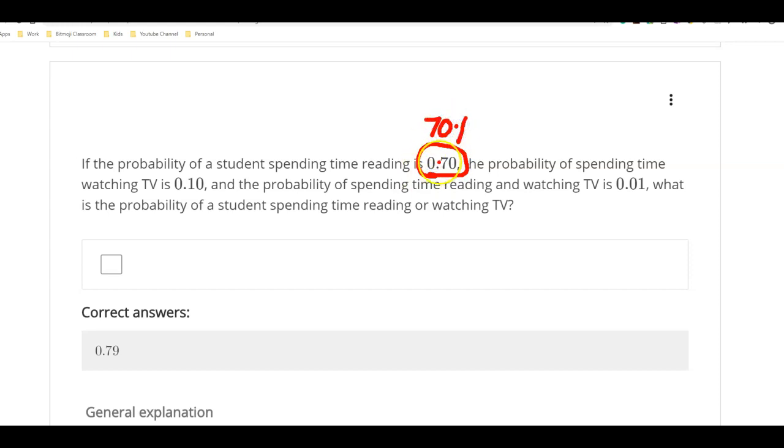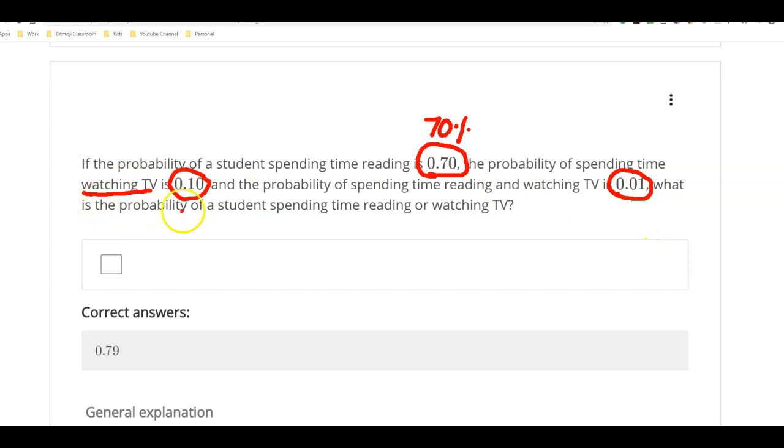Wow. I would like to have that student in my class. Probability of spending time watching TV is 0.10, which is 10%. What a lovely student he or she is. And the probability of spending time reading and watching TV is 0.01, which is 1%.